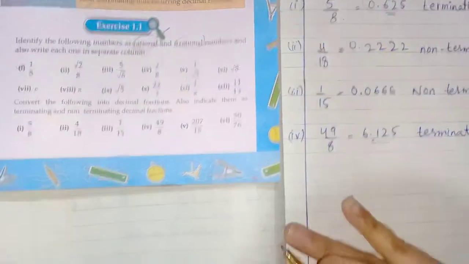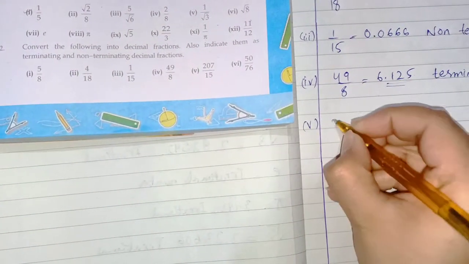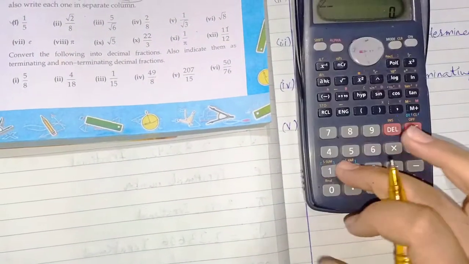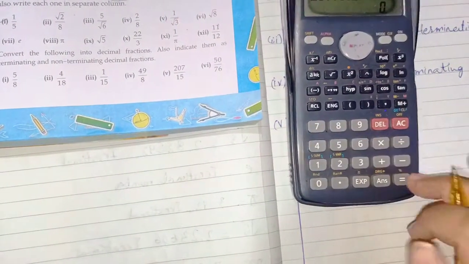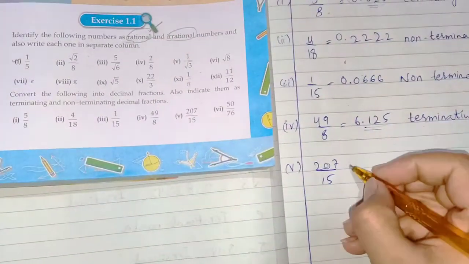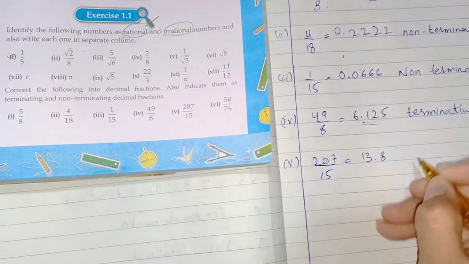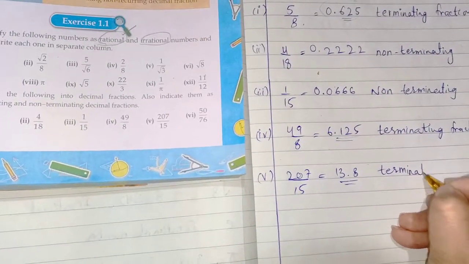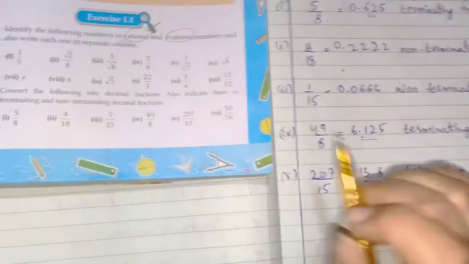207 divided by 15 is 13.8. So it is also a terminating number because we have only one number after the decimal point.